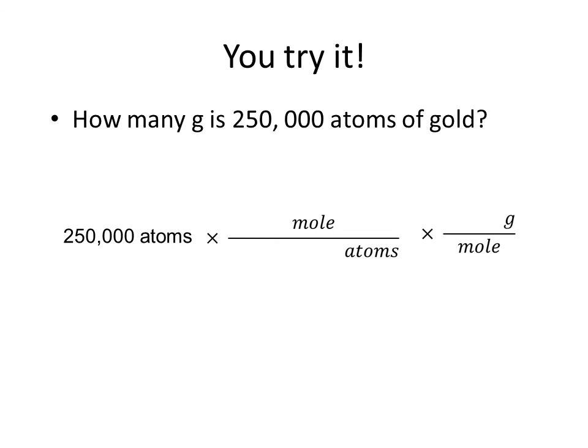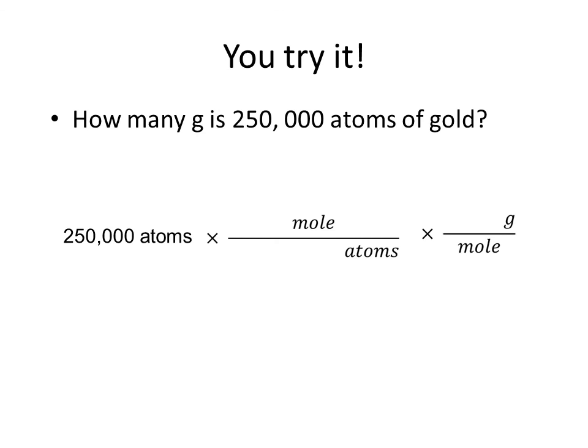How many grams is 250,000 atoms of gold? We start our math with the 250,000 atoms. Our units, we cannot go directly from atoms to grams. We have to go through moles. So we can go from atoms to mole, and then we can go mole to gram. We have to make each one of these fractions equal to 1. So the number that goes with atoms to go to mole is 6.022 times 10 to the 23.